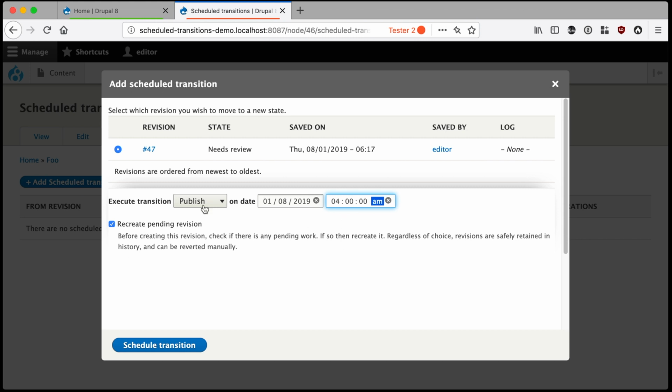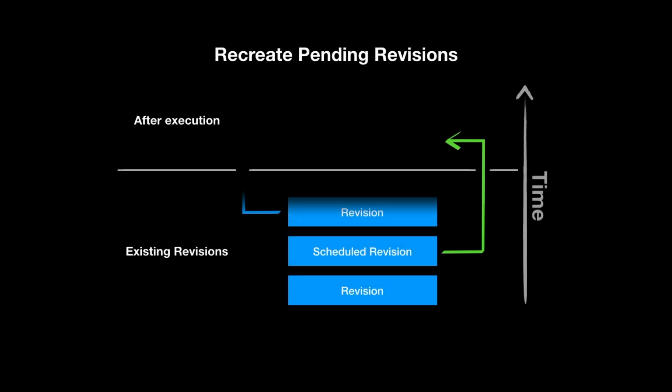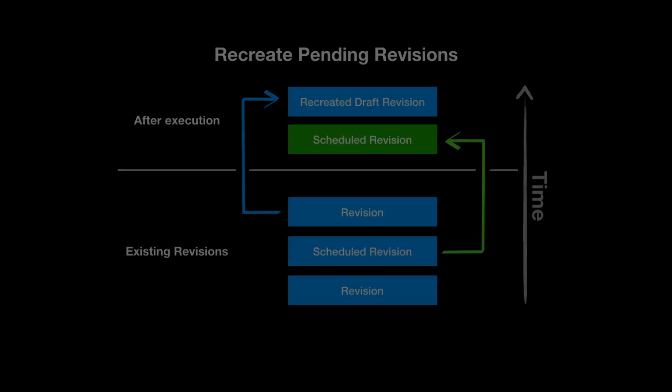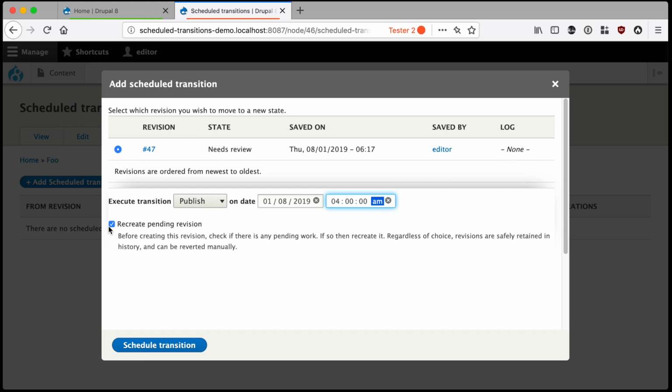Depending on which source revision I selected, an additional checkbox may display, prompting me to recreate pending revisions. This feature is useful if, for example, users have created more draft revisions after my draft. Where my draft would be published, a new revision representing the draft after mine would be created after my new published revision. This is so no intermediate draft work is lost. The checkbox should be left checked if you're not sure what to do.